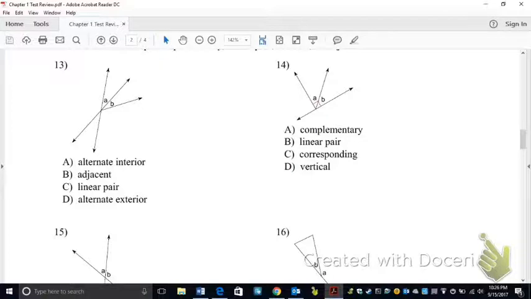So 13, 14, 15, 16. We're going to do 13 and 14 because I kind of screwed up and forgot to do 13 and 15, but that's okay. So we're going to do these two. There are going to be 4 multiple choice questions like this on the test, 1 point each.